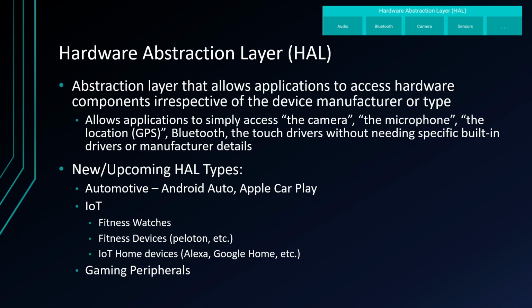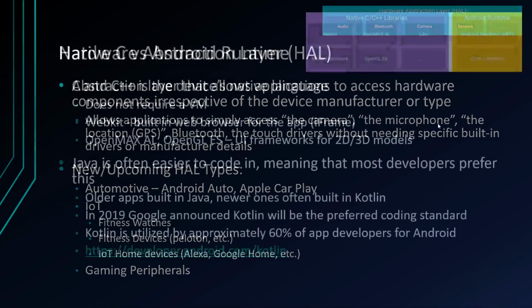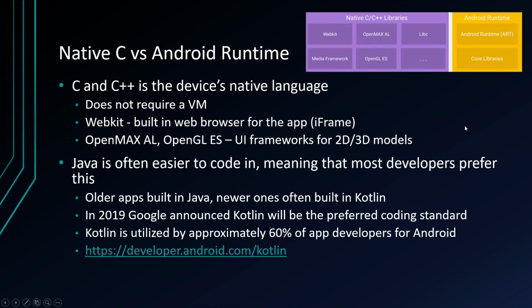Some interesting and emerging hardware abstraction types include automotive. Many phones now support Android Auto and Apple CarPlay, meaning our phone interacts with our vehicles. IoT: devices like fitness watches, Pelotons, and smart home devices like Alexa and Google Home interact with our phones. Gaming peripherals: some phones can be connected via USB-C to function as a computer with controllers and other gaming accessories.